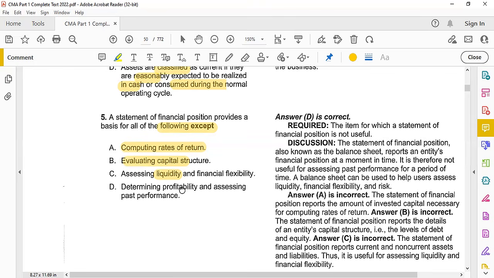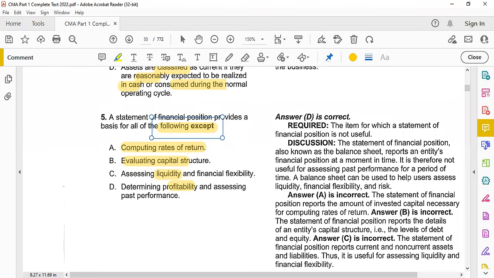Then determining profitability. No, profitability is calculated under the income statement, not under the balance sheet. Clear? So the answer is D. Yes, the answer is D, because he's asking which is not part of the balance sheet, the point which you will not get in the balance sheet. You have to answer it as an except question.